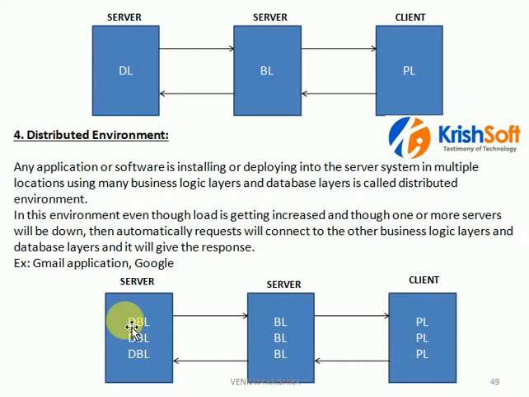In this case, what is the advantage? If one business logic layer server is down, the request goes to another business logic layer. If one database layer is down, the request goes to another database layer. Geographically, the servers will be in different places. For example, take Google or Facebook or Amazon. These servers are placed in different areas in the country, in different countries.